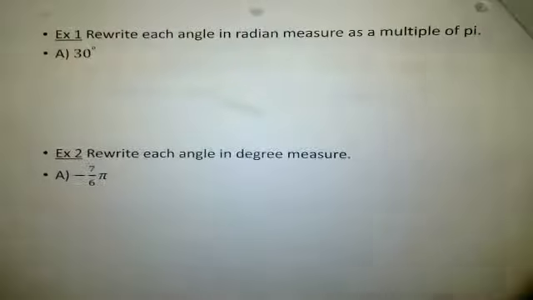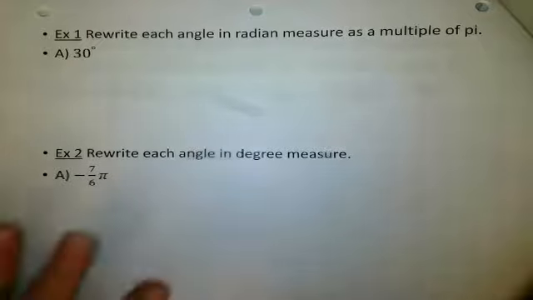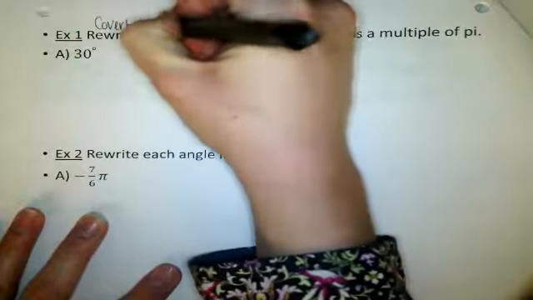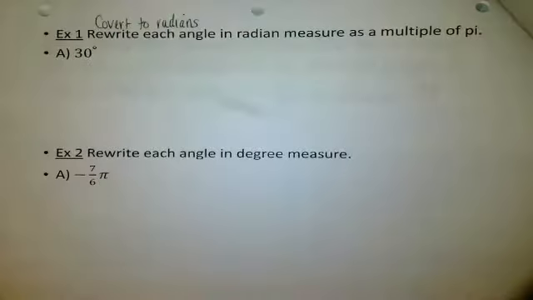we're going to do some really easy stuff. Example 1, rewrite each angle in radians as a multiple of pi, which is really just convert to radians if you want the shorthand. These are the directions right out of your book, but they're very wordy. Convert to radians.